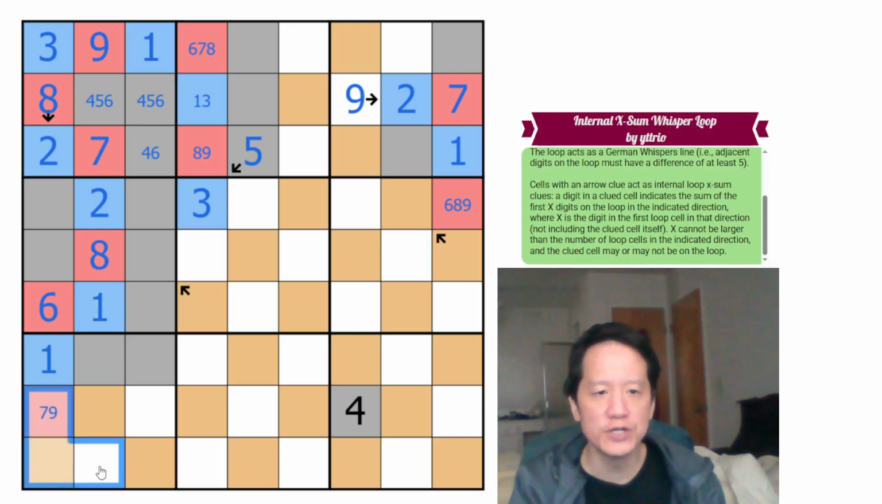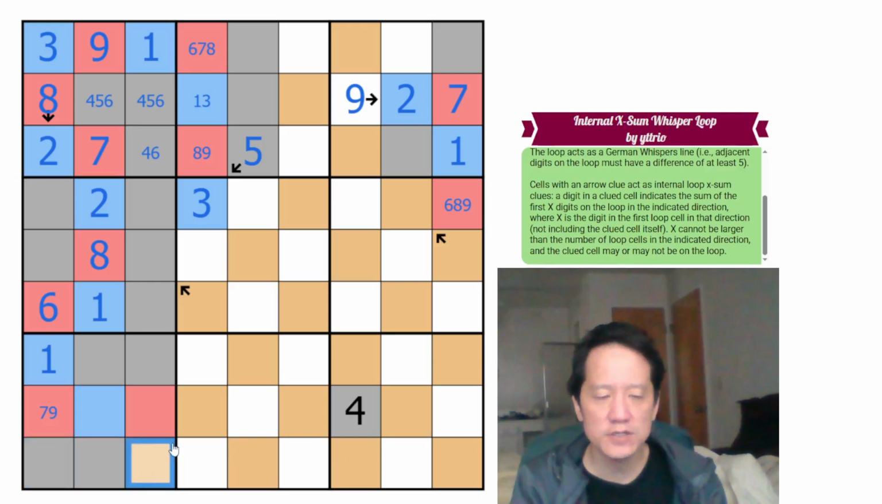If the loop were trying to go this way through here, this would have to be a high, so it would have to be 6. And the 6 would then be between 2 unique digits on a German whisper loop. So this cannot be on the loop, which means this has to be on the loop. And it has to go this way. So this is not on the loop. This is on the loop, so this has to be 3, because it can't be 1, 2, or 4. Therefore, that forces this to be 9 and this to be 8.